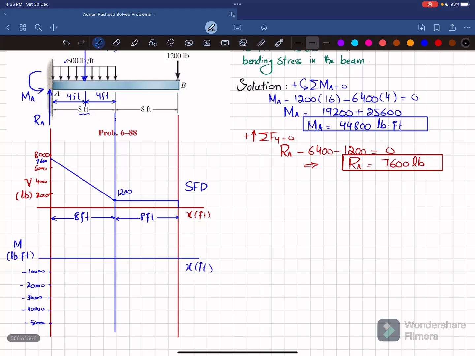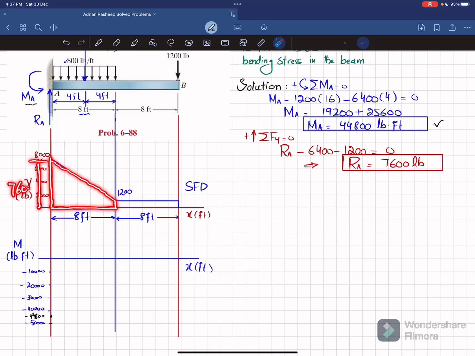Now at point A, you can see you have a moment of MA, which is 44,800 pound into feet. So this is counterclockwise. While drawing it on the bending moment diagram, this counterclockwise moment will cause it to go downward. So we will locate it as minus 44,800. Let this point be minus 44,800 pounds into feet. Now the area under the shear force diagram will give you the bending moment. So this area, you can see, is a trapezoid. This length is 7,600 and this height is 1200. So how will we find this area? Let this area be A1.